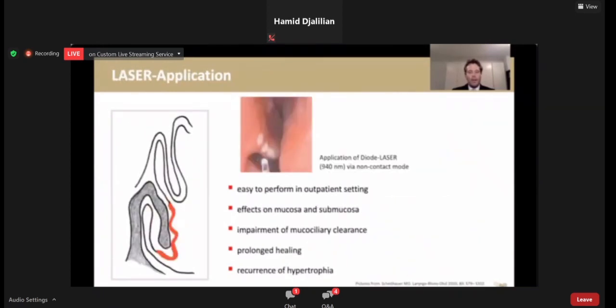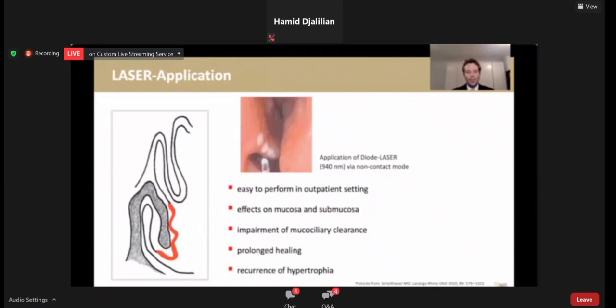The second procedure I want to present to you is the laser application. Laser can be easily applied in an outpatient setting. There is quite a strong effect on the submucosal tissue, but also on the mucosa itself. So depending on the energy you are giving to the mucosa, there can be a strong impairment of the mucociliary clearance, and this can cause prolonged healing.